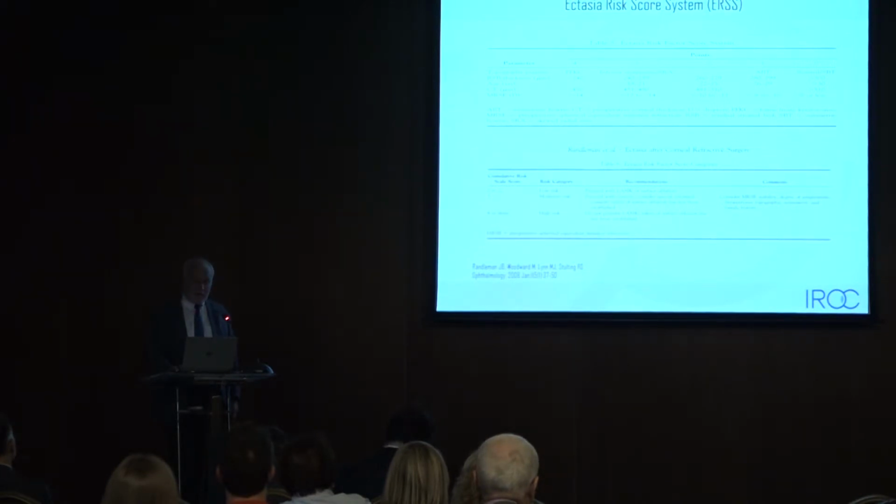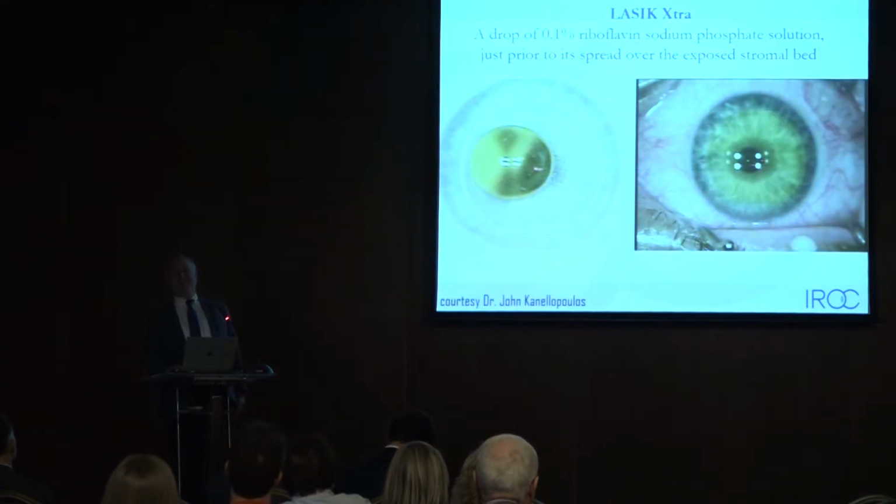And that's why everybody was happy when they heard that we can do a LASIK extra. We create a cross-linking during LASIK by just putting one drop on the interface, putting it back, doing 1 minute of ultraviolet light, and then you get a stiff cornea.